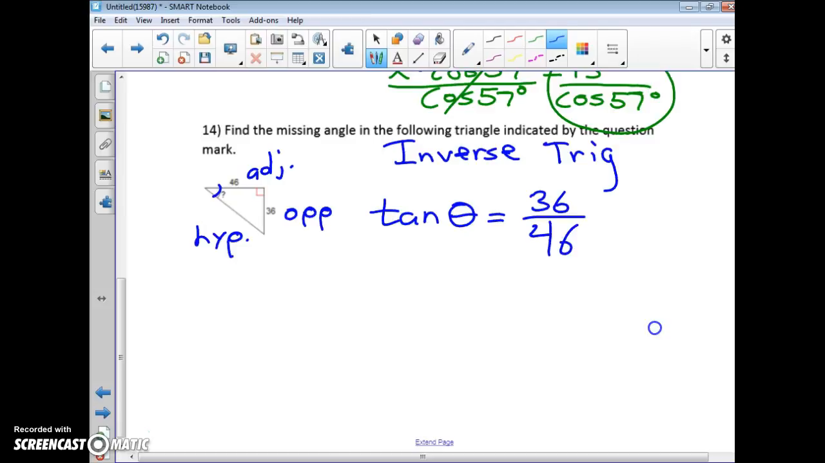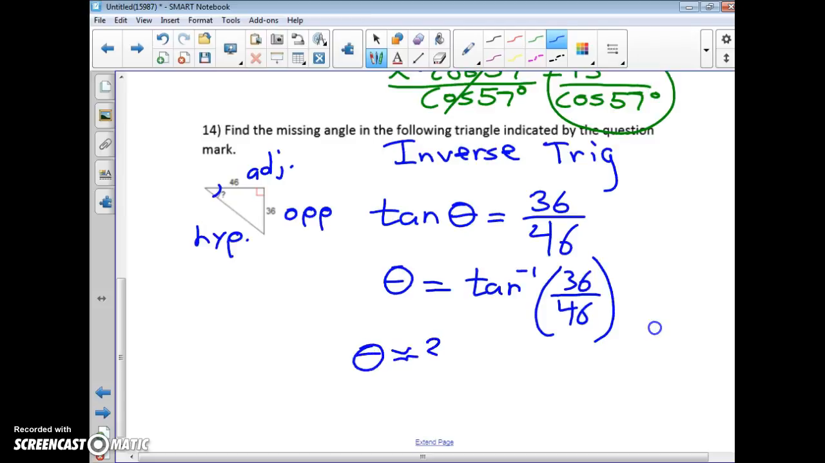Sorry, it's kind of hard to see. 36 over 46. Well, theta is going to be equal to inverse tangent of 36 over 46. You punch that in, you've got theta rounding it off to about 38 degrees.